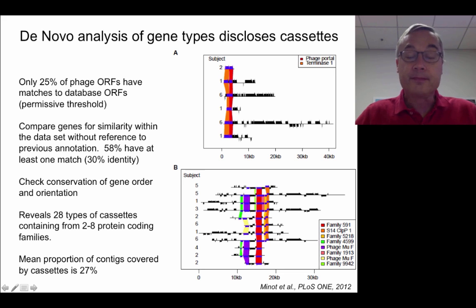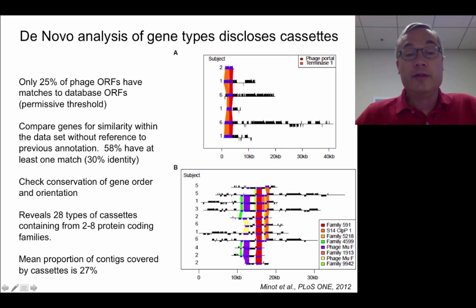So one thing we wanted to investigate was whether these genes are coming in cassettes. It's well known in phage that often there'll be blocks of genes for specific functions, like heads, tails, replication, what have you.